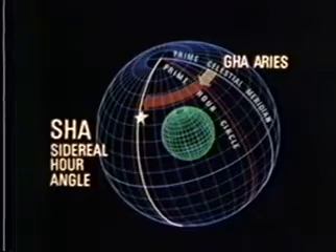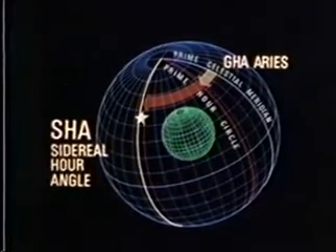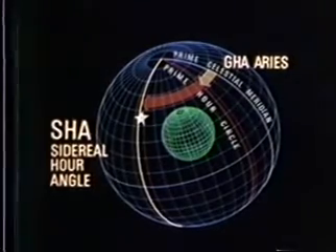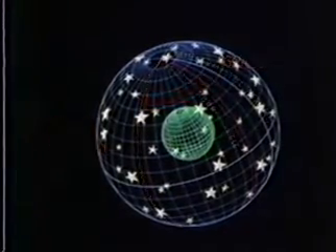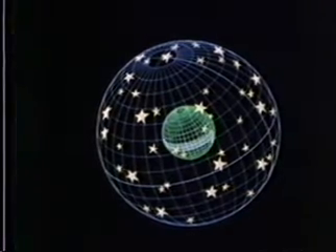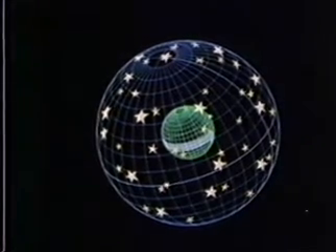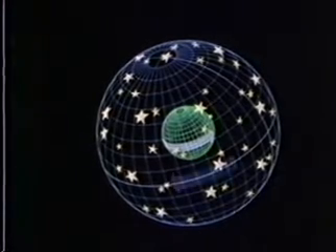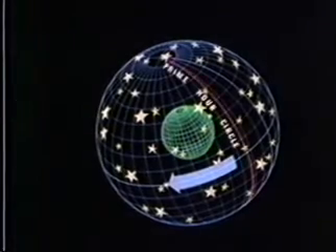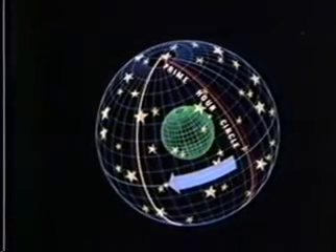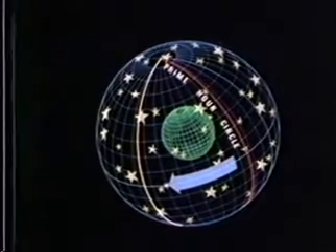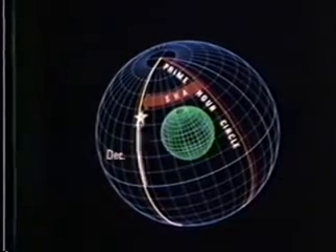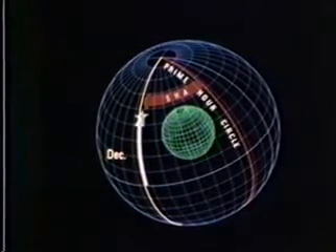SHA is the angular measure from the prime hour circle to that of a given star. This angle never changes. This is important. Remember, stars appear to move because of the Earth's rotation. However, they do not change their position relative to one another. So even though the celestial sphere appears to be moving, the prime hour circle and the hour circles of the stars maintain constant relative positions. So the sidereal hour angles, as well as the declinations of the various stars, are considered fixed.